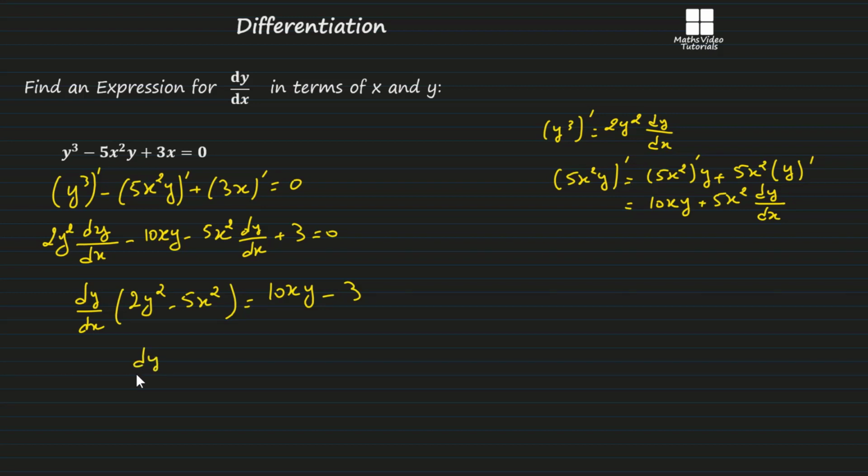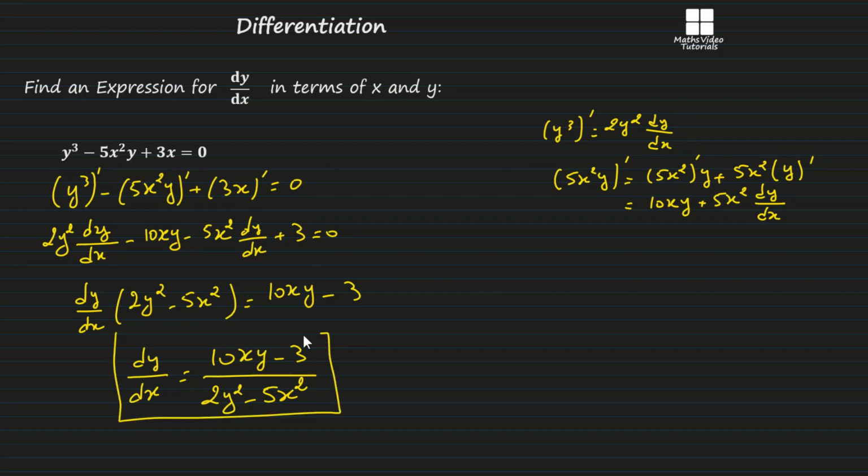So dy by dx is going to be 10xy minus 3, all divided by 2y squared minus 5x squared. And that's how you complete it in a very fast way using just the dash notation.